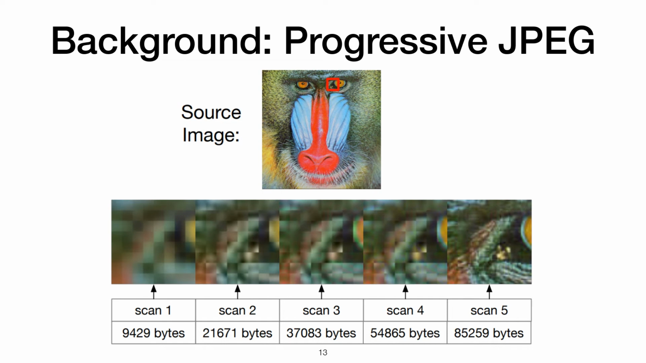Here, I'm showing a close-up of one patch of the image as more scans are read and displayed, with a cumulative number of bytes shown below.